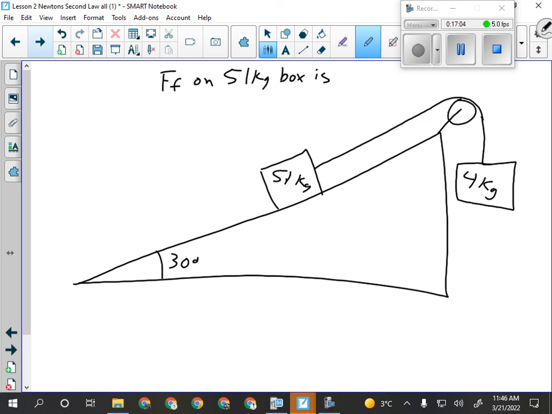Sorry, doing some math in my head. Okay, I think that'll work. It should work. All right, I want you to calculate the acceleration. Oh, sorry, this is supposed to be 40 kilograms, not 4. That definitely won't work at 4 kilograms. Well, not the way I want it to anyway. 40 kilograms. Okay, yeah, so I want you to calculate the acceleration of the 51 kilogram box.